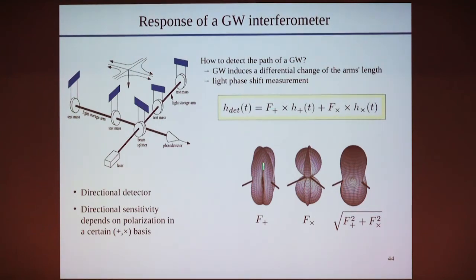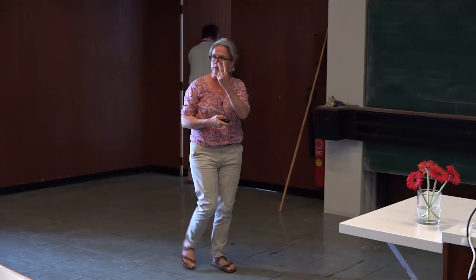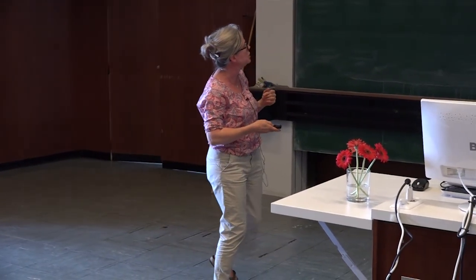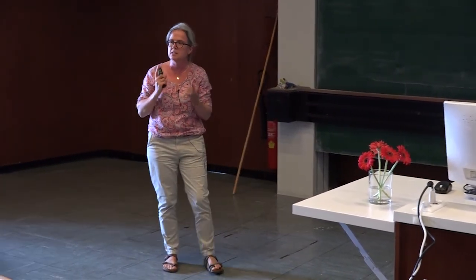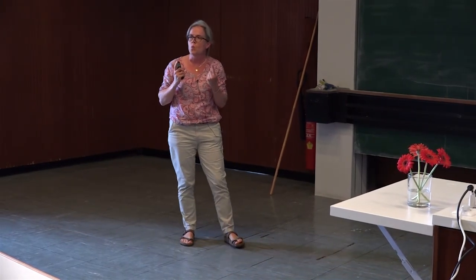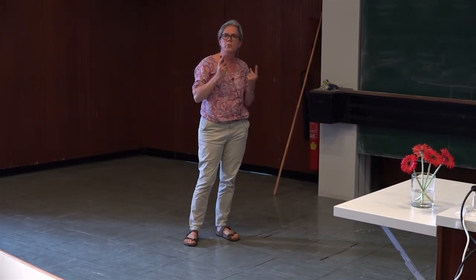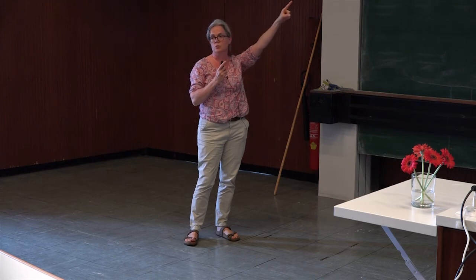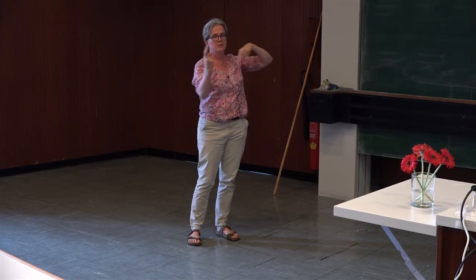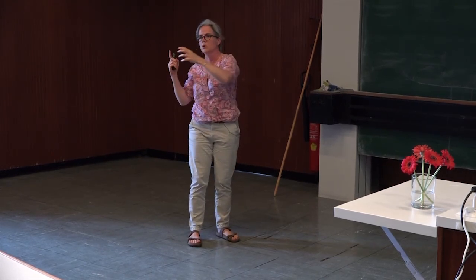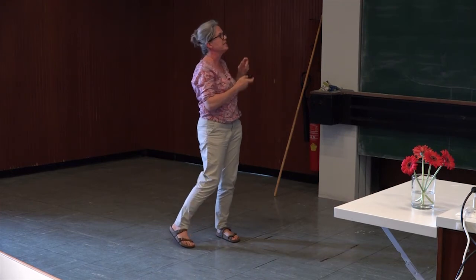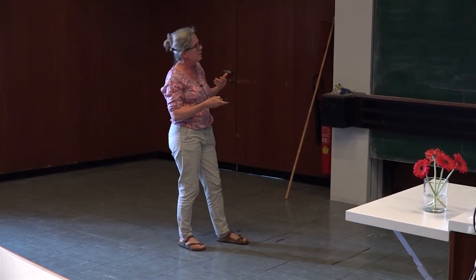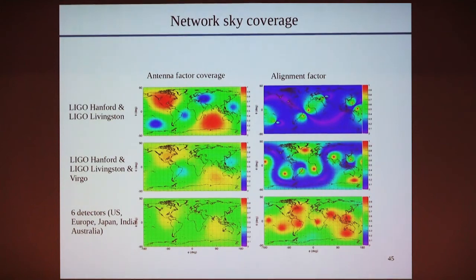And we have one antenna function for each polarization. So it's a little bit complicated because you have a linear combination of the two polarizations. In other words, we are not sensitive the same way to both polarizations depending on the source. The point is that the detector is on Earth and the Earth is rotating. So it's a complication that we need to handle, but it's not so difficult.